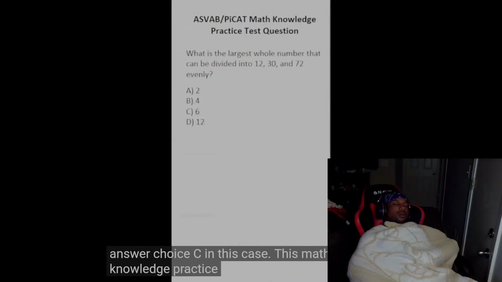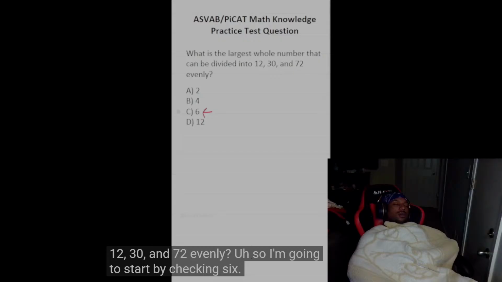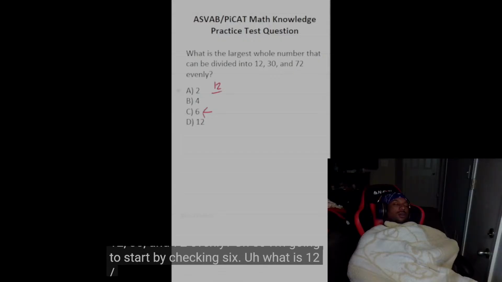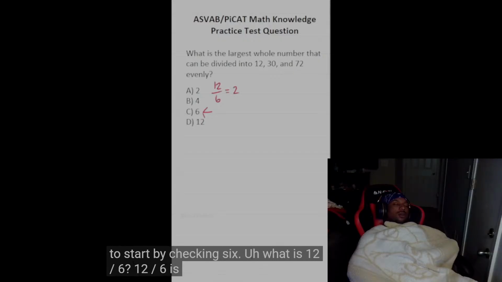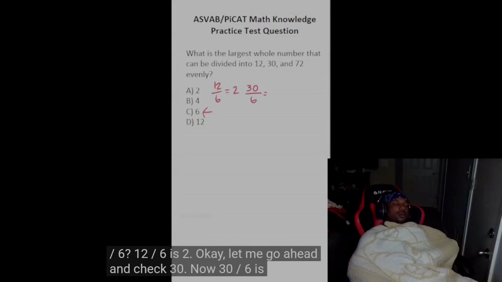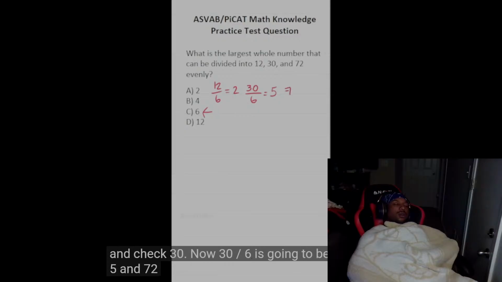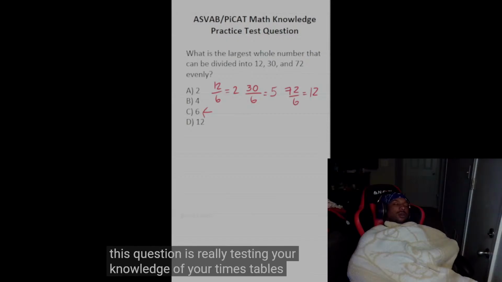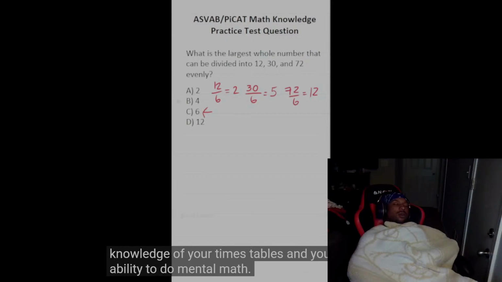This math knowledge practice test question for the ASVAB and PiCAT says, what is the largest whole number that can be divided into 12, 30, and 72 evenly? So I'm going to start by checking 6. What is 12 divided by 6? 12 divided by 6 is 2. Okay, let me go ahead and check 30 now. 30 divided by 6 is going to be 5. And 72 divided by 6 is going to be 12. Again, this question is really testing your knowledge of your times tables and your ability to do mental math.